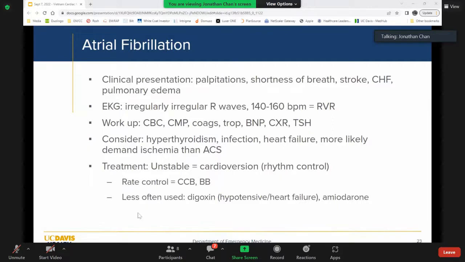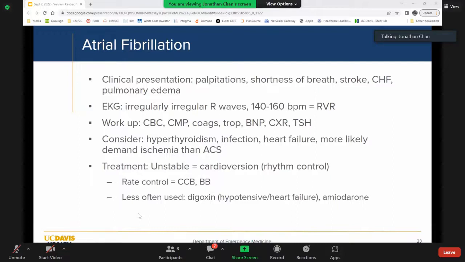And we can check for a thyroid stimulating hormone, because sometimes high thyroid levels or low thyroid levels can contribute to atrial fibrillation here. So we want to consider hyperthyroidism, infection, heart failure. Some people will check a troponin level, but usually for patients like this, their troponin is elevated more in demand ischemia because they're not getting enough oxygen, and because their heart is beating so fast and overworking, than it actually is from a heart attack or myocardial infarction there.